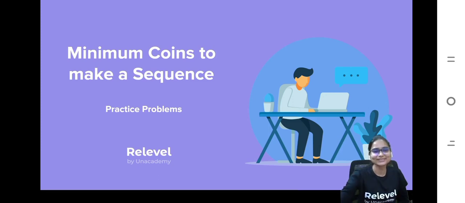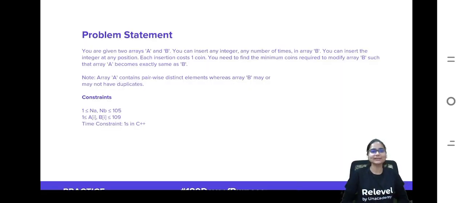Alright, so let's move to the problem statement, and it is saying you are given two arrays A and B. You can insert any integer, any number of times. In array B, you can insert the integer at any position. Each insertion cost is going to be 1 coin. You need to find out the minimum coins required to modify array B such that array A becomes exactly the same as B.